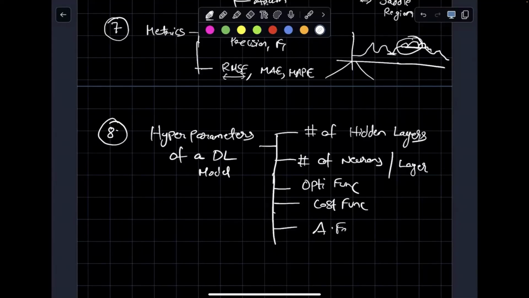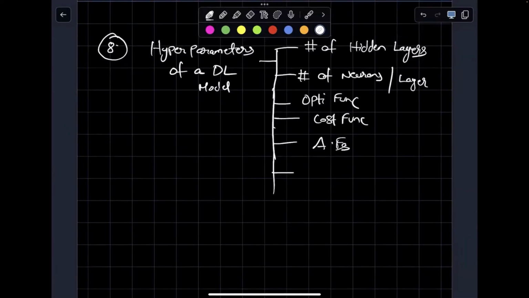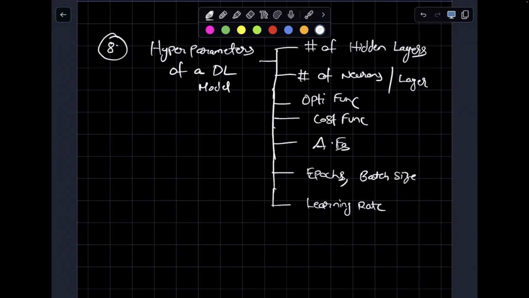Activation functions, weights, epochs, batch size. Yeah, these two will define it. What else is there? Learning rate. Yes. So these are some of the hyperparameters.